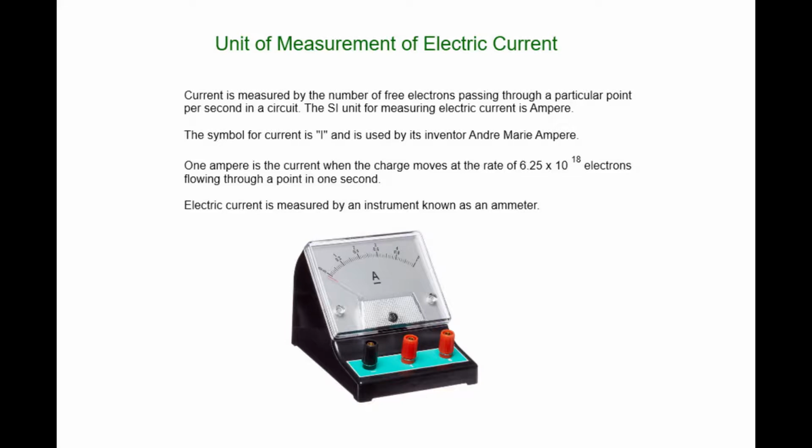The SI unit for measuring an electric current is the ampere. 1 ampere is the current when the charge moves at the rate of 6.25 × 10^18 electrons flowing through a point in 1 second. Electric current is measured by an instrument known as an ammeter.